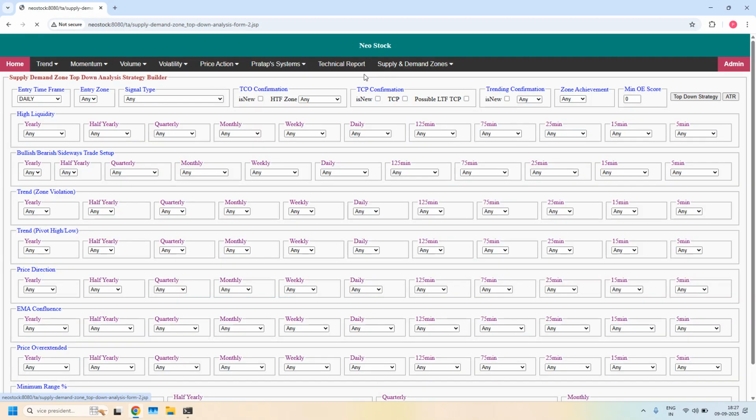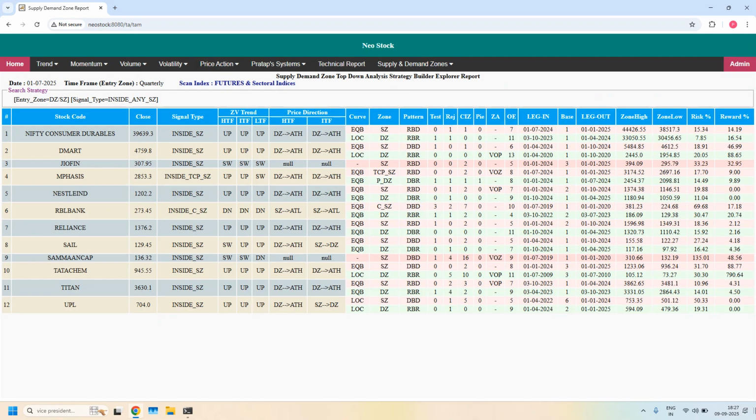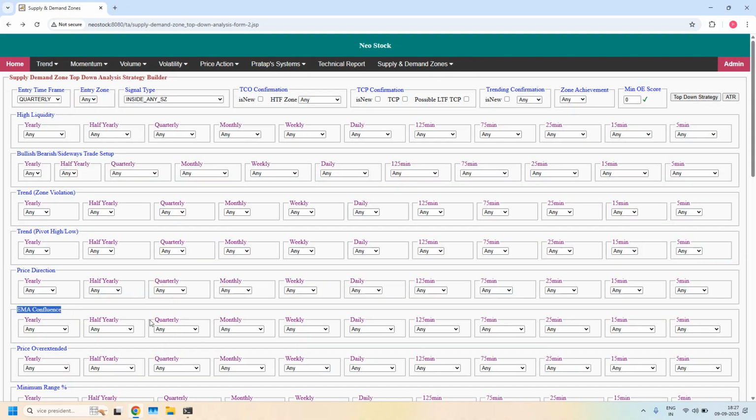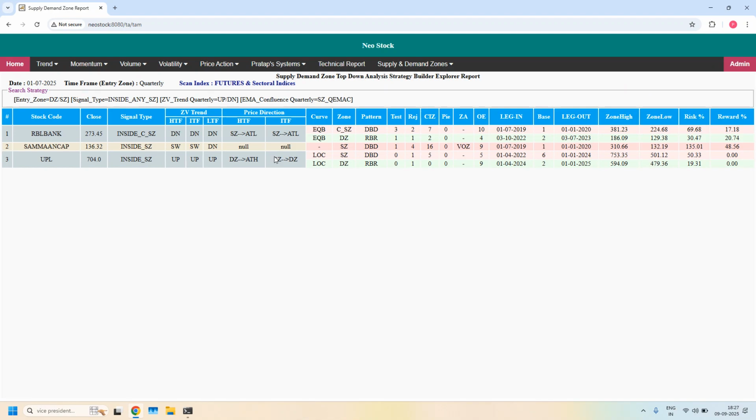Okay, next, price closed inside the quarterly supply zone, we got 12 stocks. Let's further filter based on quarterly supply zone having quarterly EMA confluence, and also the trend on the quarterly should not be sideways. We got 3 stocks.